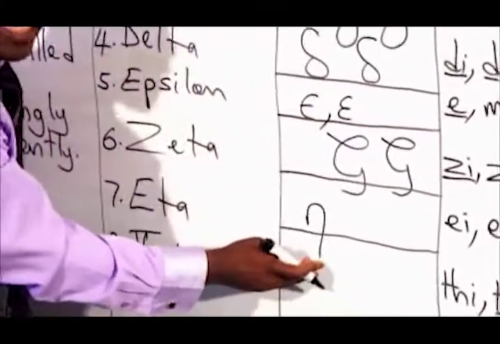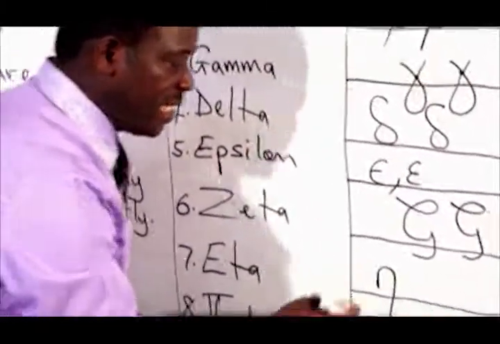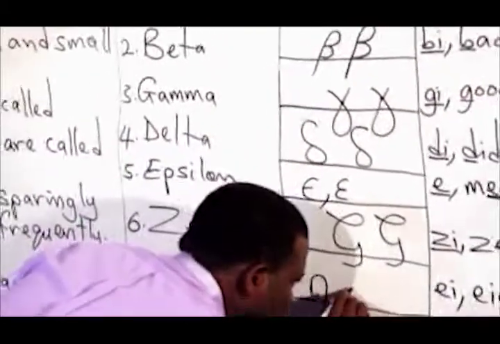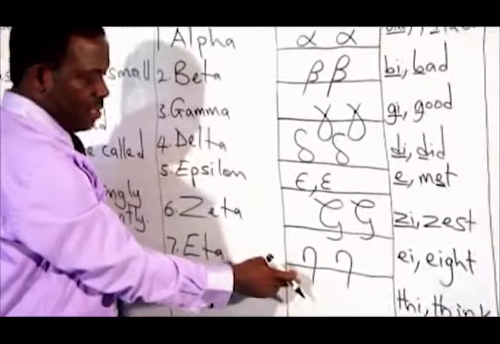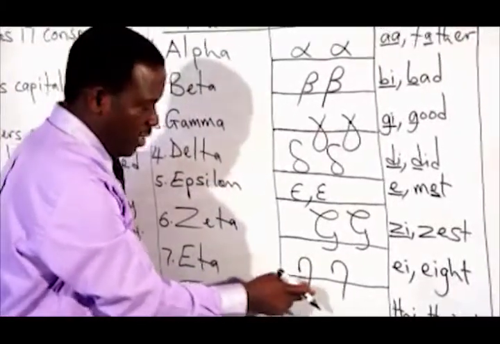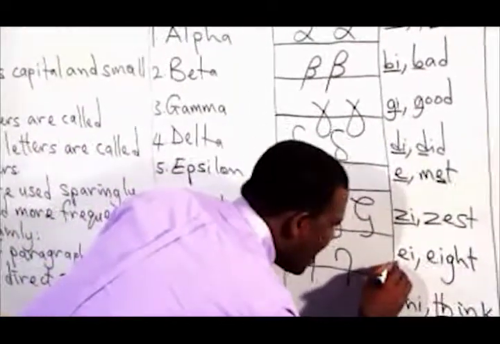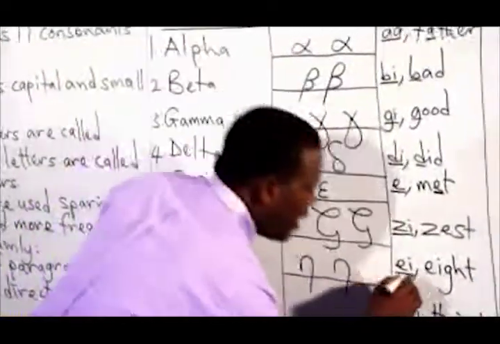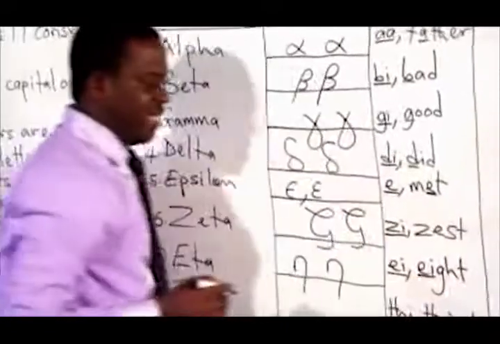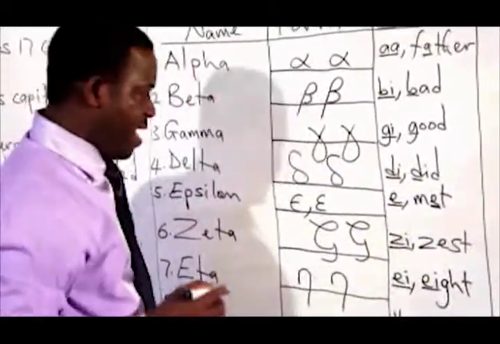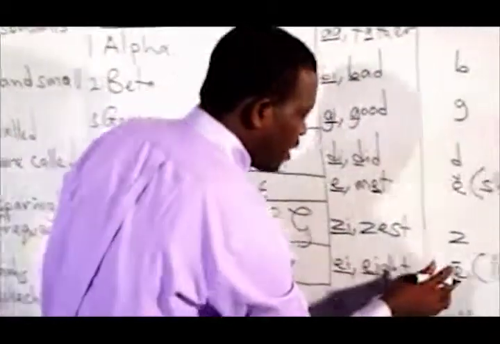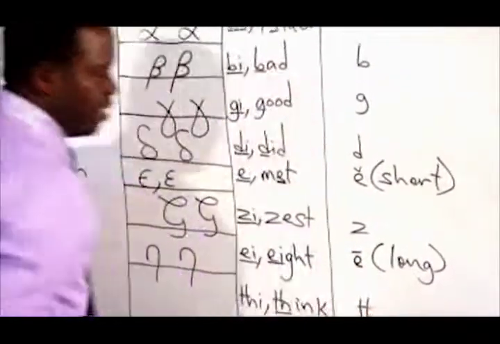Eta has a tail that comes below the line. Eta, anything different from this is not eta. The first line does not come below the line, but the second one comes below the line. And eta sounds as A as you pronounce the A in eight. Eta. And it's equivalent of our English E.